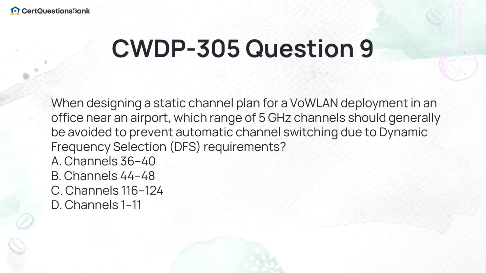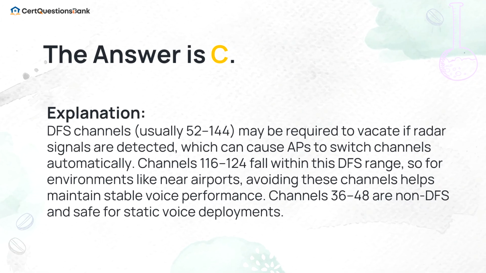When designing a static channel plan for a VoWLAN deployment in an office near an airport, which range of 5 GHz channels should generally be avoided to prevent automatic channel switching due to dynamic frequency selection (DFS) requirements? A. Channels 36 to 40. B. Channels 44 to 48. C. Channels 116 to 124. D. Channels 1 to 11. The answer is C.